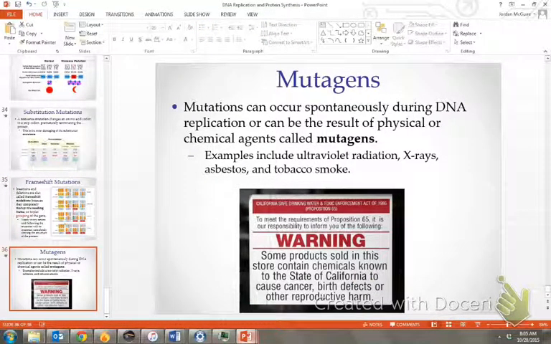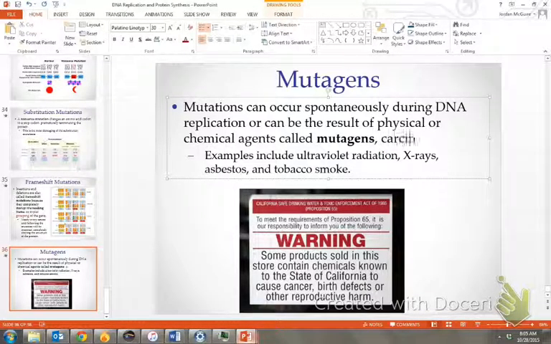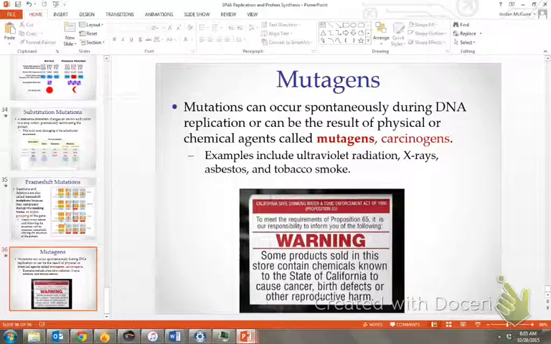And the last thing I'm going to throw in is, you've seen this warning sign before here. It basically stands for what we call mutagens or carcinogens. And I'll type that word, carcinogens. Both of these words mean the same or relatively the same, and they are any substance, I guess, that can spontaneously result in a change in your DNA.